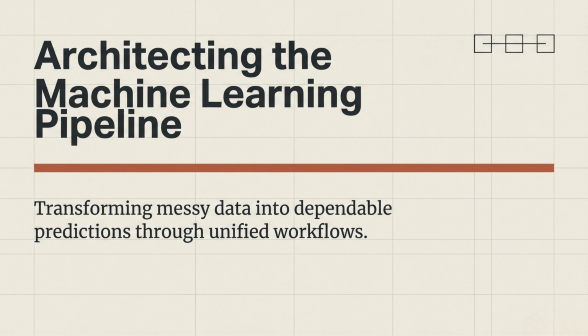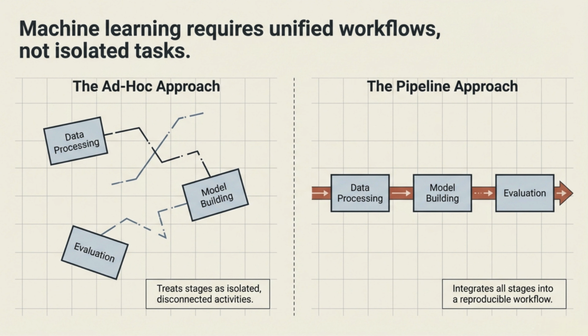A machine learning pipeline can be understood as a structured sequence of steps through which raw data is transformed into meaningful predictions. Rather than treating data processing, model building, and evaluation as isolated activities, a pipeline integrates them into a unified and reproducible workflow. Machine learning performs best when its stages are connected, not fragmented. An ad hoc approach often leads to disorganized, inconsistent outcomes.